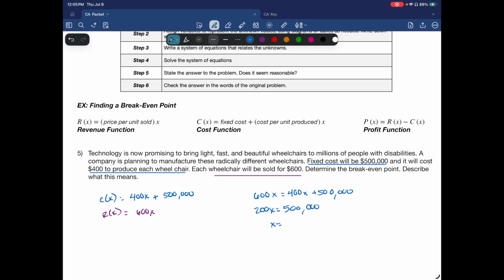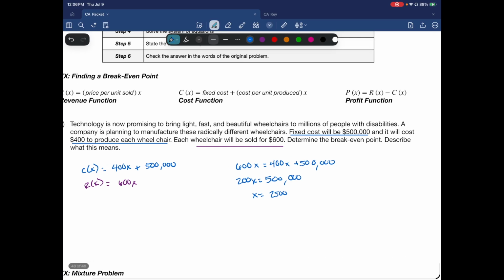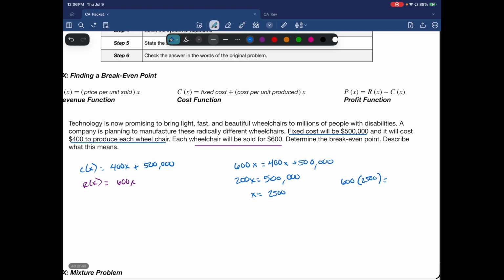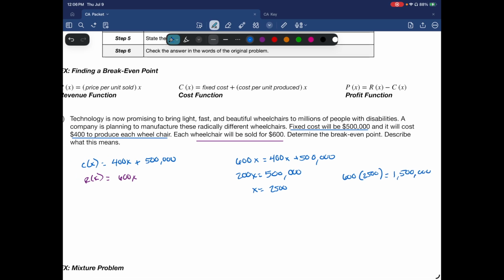All right, x equals, you divide by 200, and you're going to find that it's going to give you 2,500 as an answer. x equals 2,500. All right, it says determine the break-even point and describe what it means. So this is the x for it. With any system of equations, you got to find the x and the y. So I'm going to plug this into the revenue, and so that's going to be 600 times 2,500, and that's going to spit out 1.5 million. Okay, which means my answer is 2,500, 1.5 million.